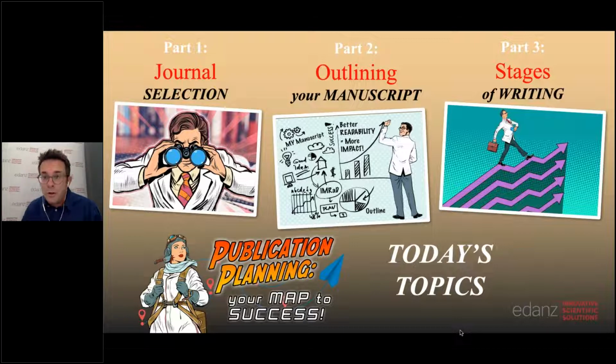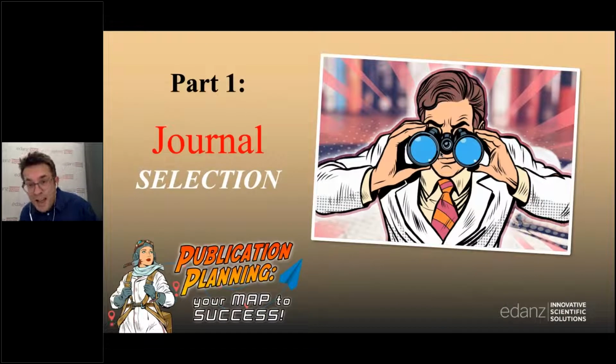So just as is normal for our monthly webinar presentations, we're going to divide this one up into 3 parts. We're going to talk first of all about journal selection, then we're going to talk about outlining your manuscript, and then a little bit about the stages of writing as we build up that map for your success as a writing and publishing academic. Scott's going to jump back in with questions, and we're also going to do a bunch of screen shares over the course of this webinar so you can see how EdAnts and the EdAnts Learning Lab content and tools can help you with your publication planning.